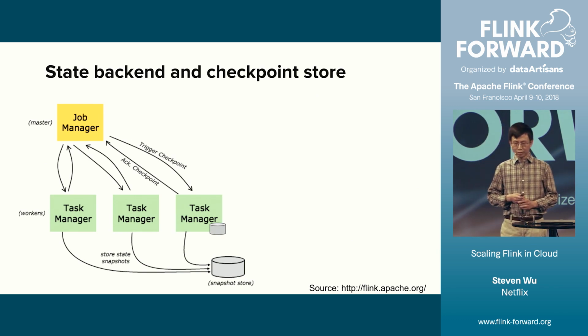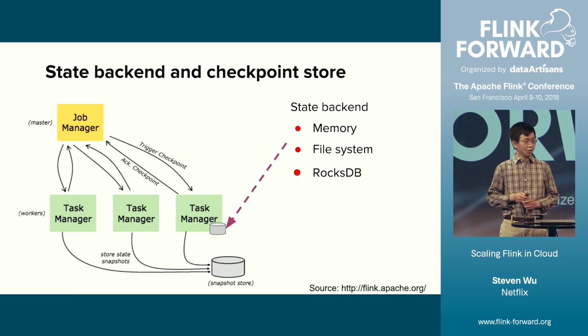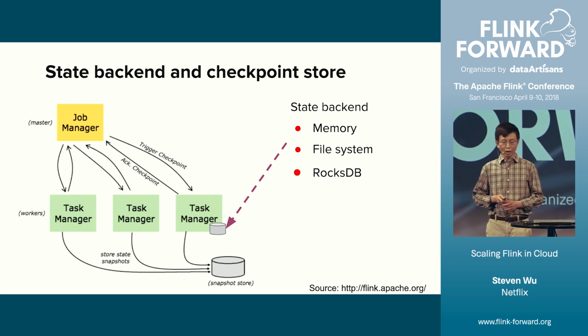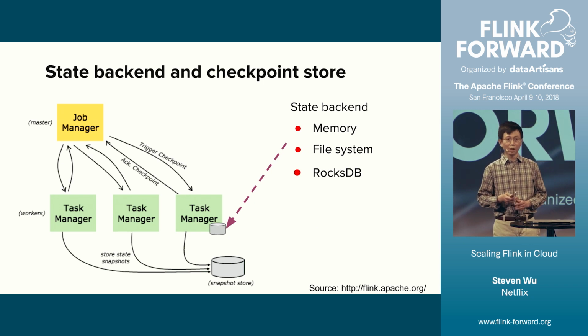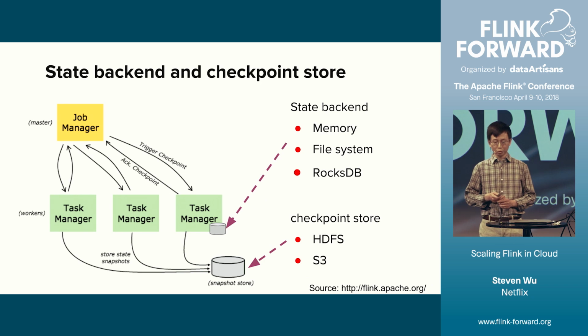Flink state backend implements the data structure that holds the state. But in addition to that, it also needs to implement the logic to take a snapshot of the state and upload the snapshot to some checkpoint store. Usually, it's a distributed file system like HDFS or S3.